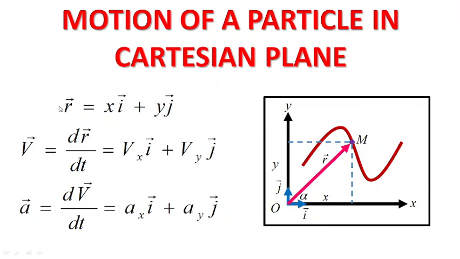Now, from r, we can find the velocity and the acceleration of the object by deriving r. The velocity is the rate of change of r with respect to time, and acceleration is the rate of change of v with respect to time, mathematically the derivative of v with respect to time. Now, v and a both have two components. Vx and Vy are the components of v in the Cartesian plane, and Ax and Ay are the components of a in the Cartesian plane.